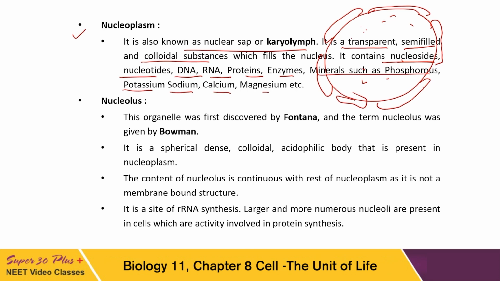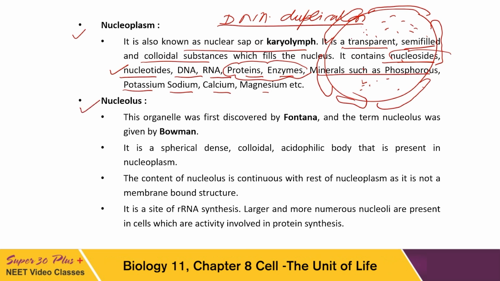Children, you have to remember that DNA duplication will take place inside, and that needs different types of raw material. For DNA or RNA synthesis, what is required? Nucleosides and nucleotides are required. For synthesis, different types of proteins and enzymes are also required. All these are present in the karyolymph, the raw material as well as the things required for synthesis of DNA or RNA. Nucleolus: inside this nucleus there is this spherical structure.